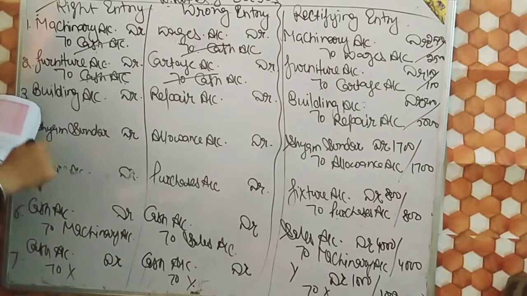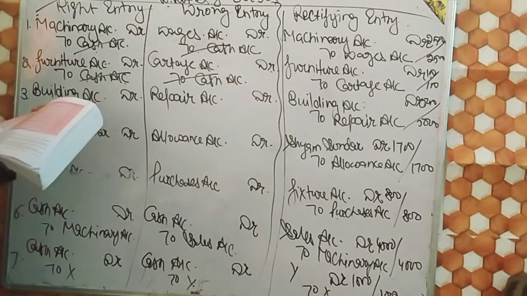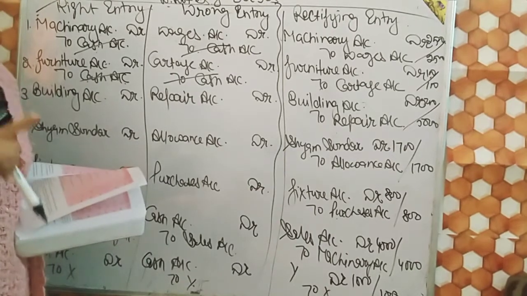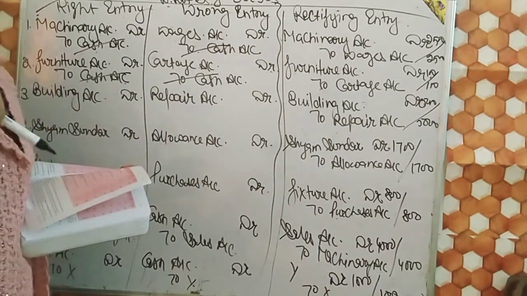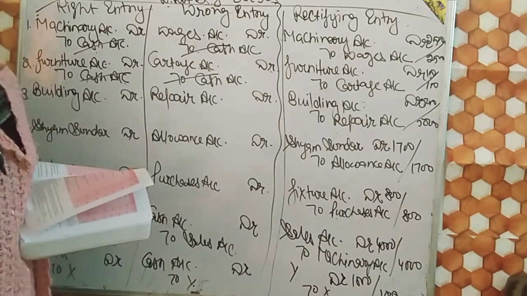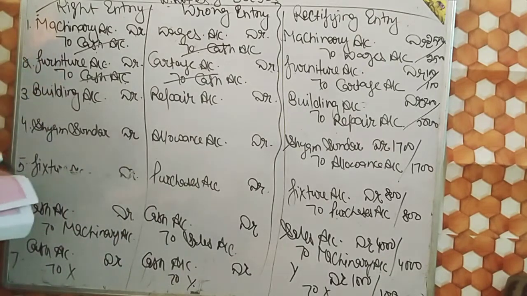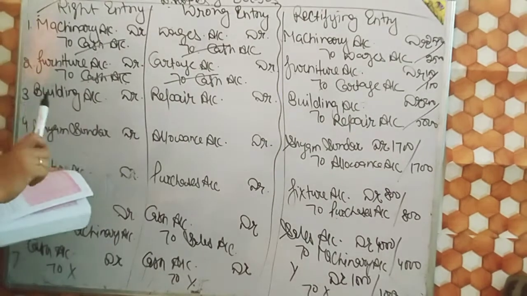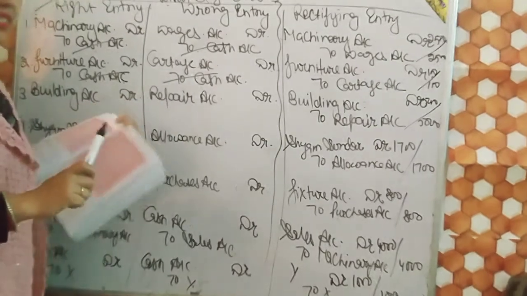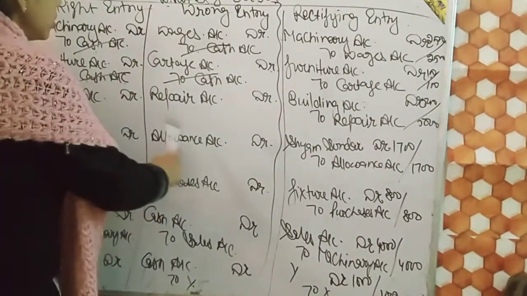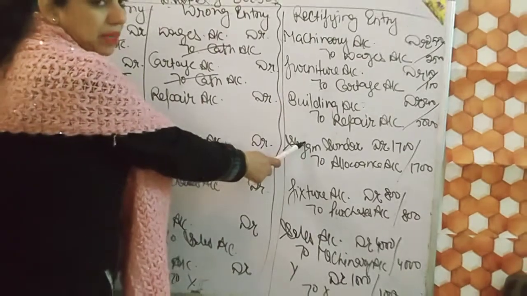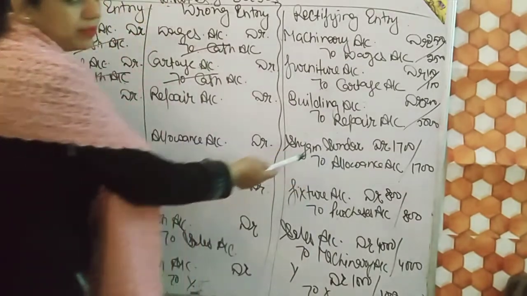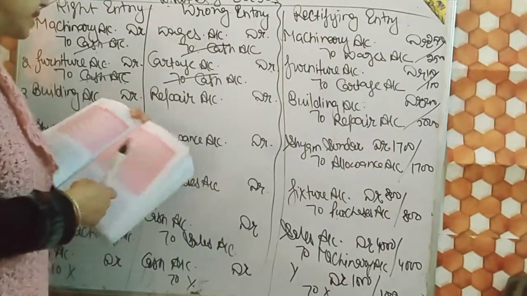Next we have a cheque of 1700 received from Shyam Sundar that was dishonoured. Keep it in mind, whenever a cheque is dishonoured, the person who gave us the cheque will be debited. So Shyam Sundar should be debited in the right entry. But by mistake, we debited allowance account. So Shyam Sundar account must be debited, and allowance, wrongly debited, should be credited. It's quite simple.